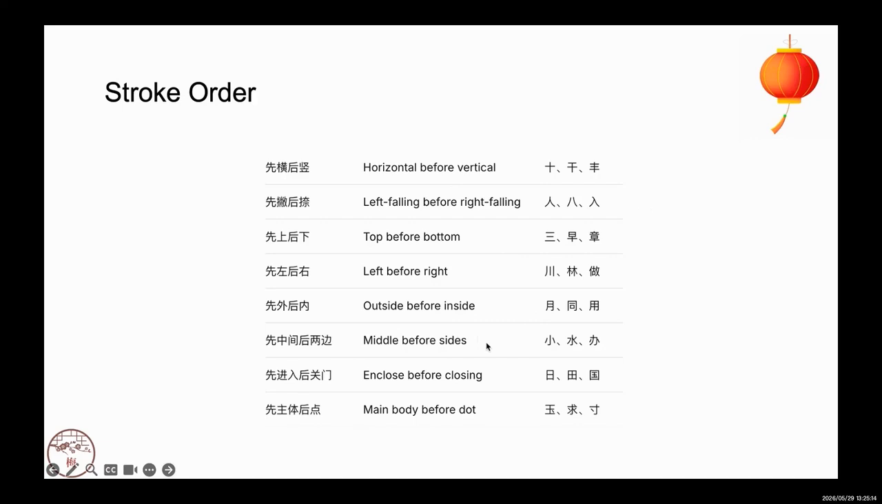For symmetrical Chinese characters, we always start from the middle, then left, then right. For example, this character 小 means small. 小. See, the left and the right are symmetric, right? So first we write the middle one, the vertical hook. Then we write the left, then we write the right. So these are the basic rules of writing the strokes.